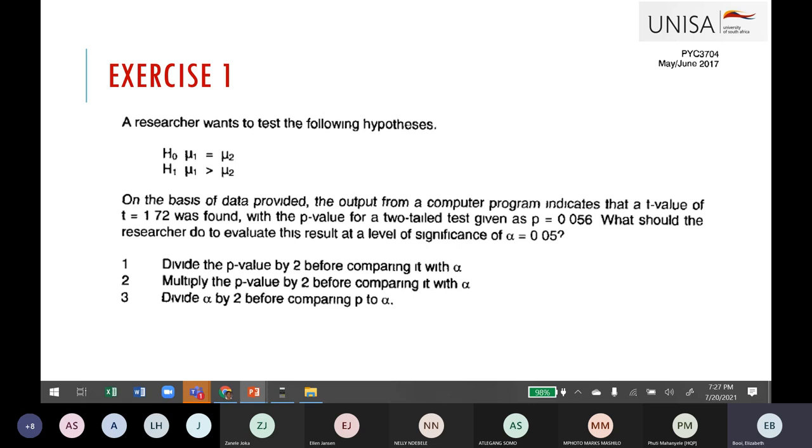A researcher wants to test the following hypothesis, and they gave you the hypothesis. The alternative states that group one is greater than group two. On the basis of the data provided, the output from a computer program indicates a t value of 1.72 and the p value for the two-tailed test is given as p equals 0.056. What should the researcher do to evaluate the results at a significance level alpha of 0.05? Similar exercise to what we just did.